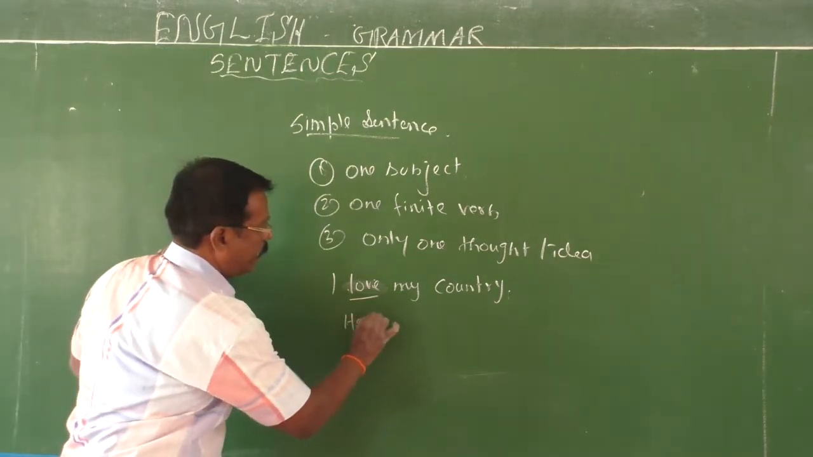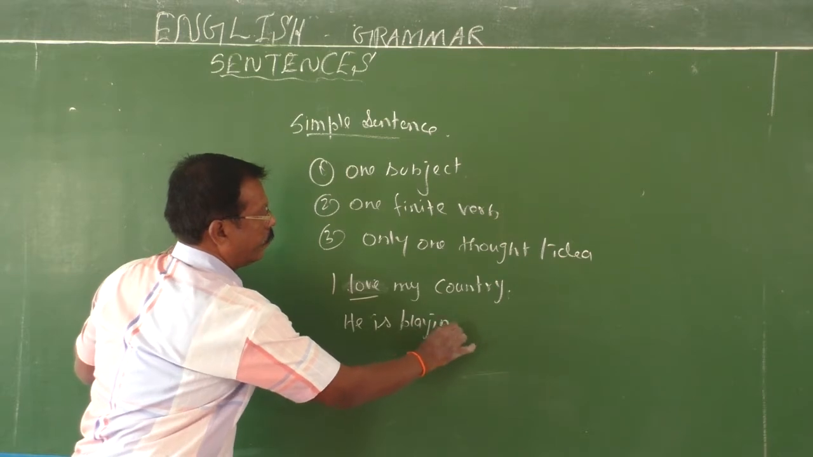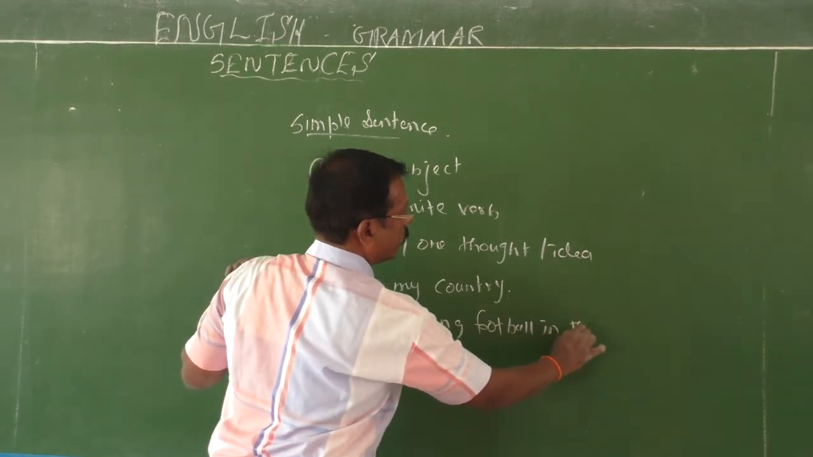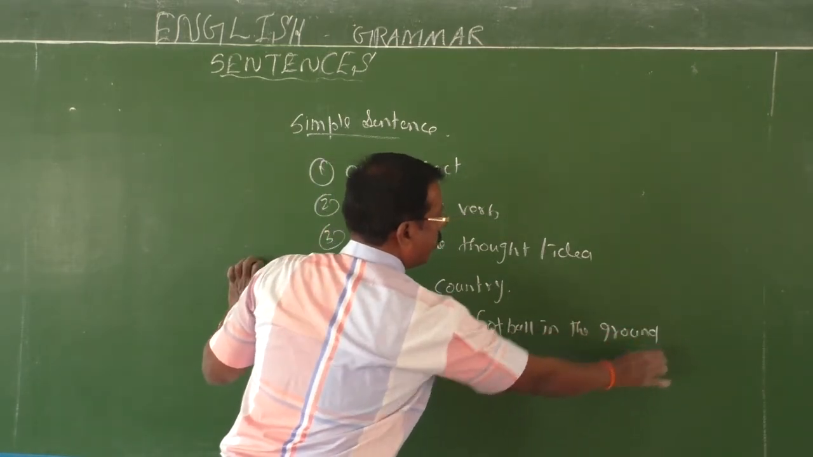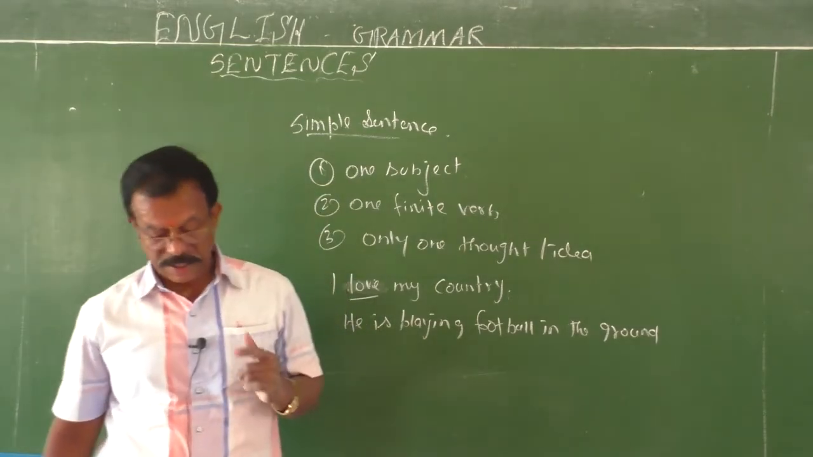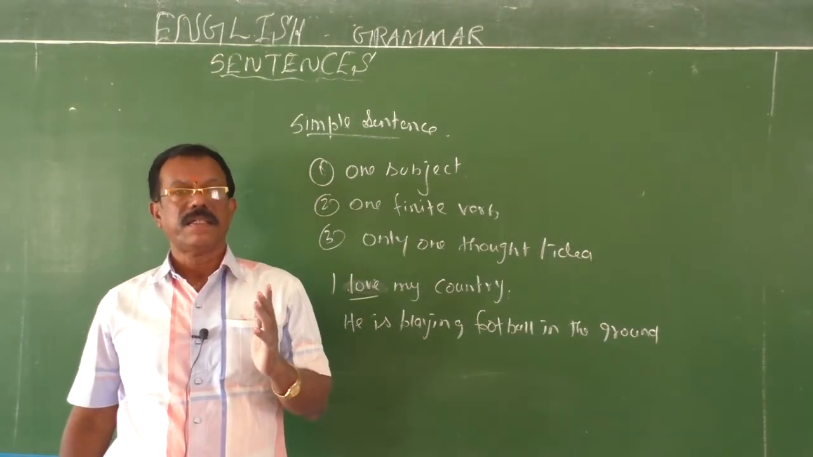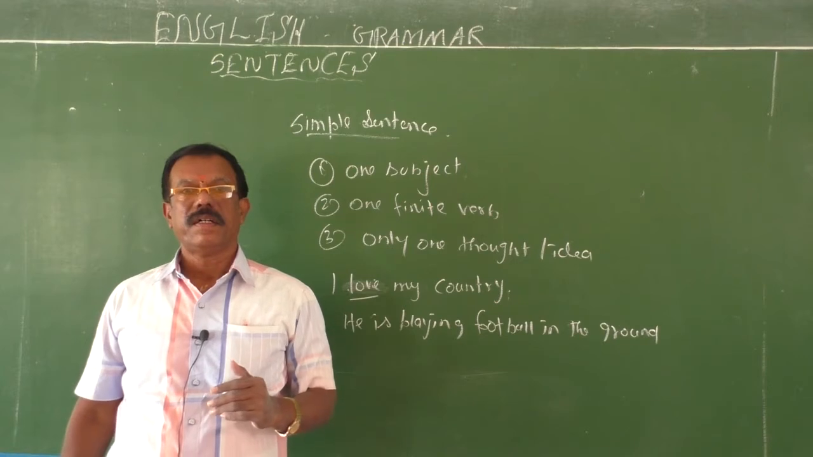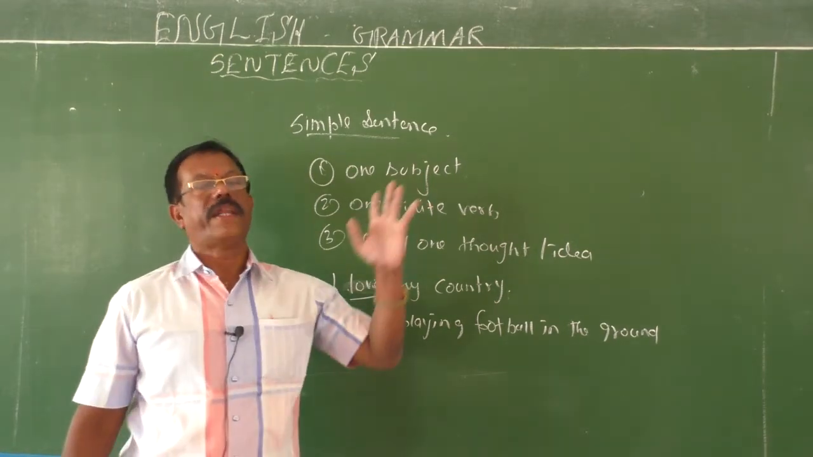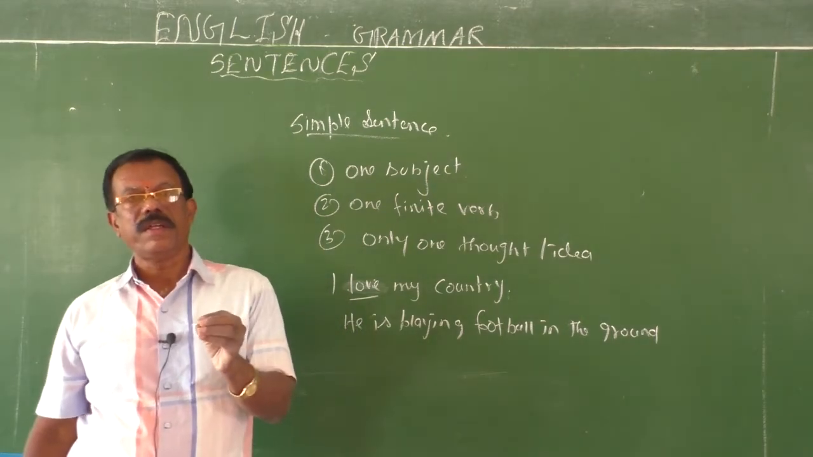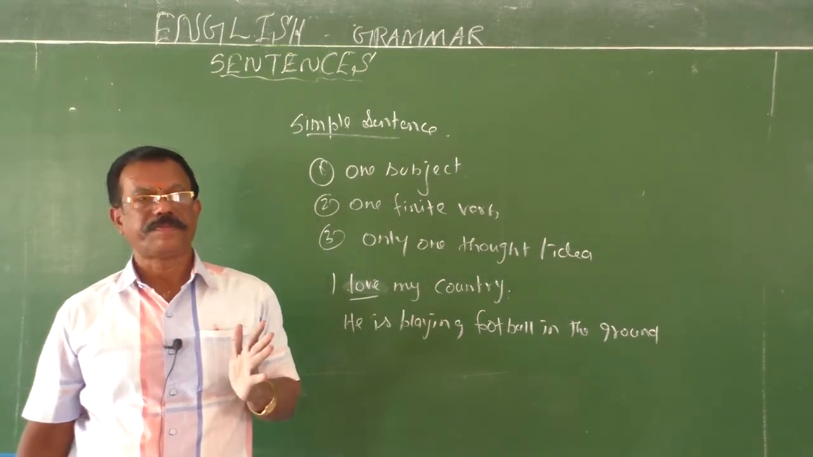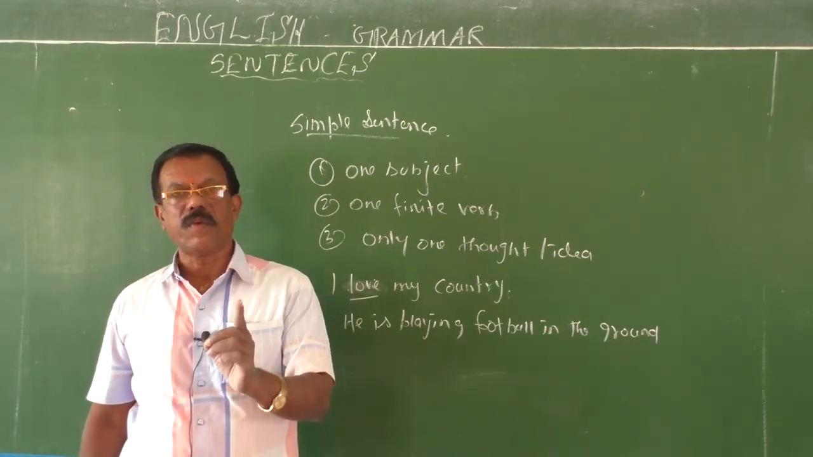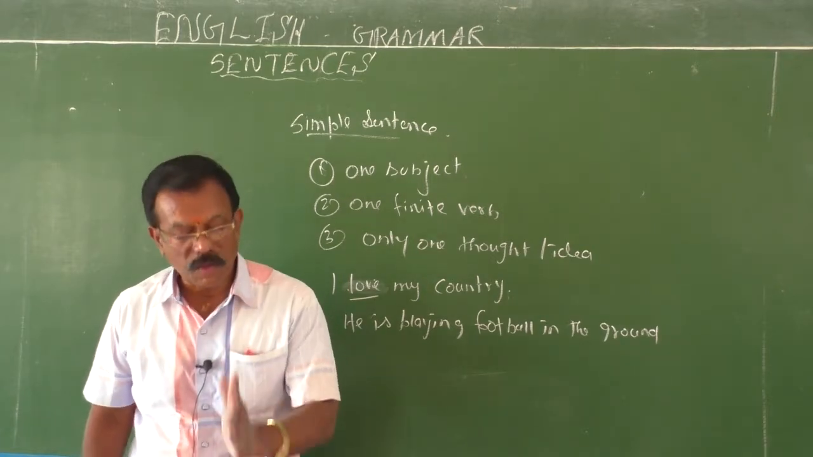See, he is playing football in the ground. You have to understand one thing, children, clearly. A simple sentence need not be very short. Sometimes a simple sentence may be very long. But the only criterion is that it should have only one finite verb. It should give only one main idea. That is the main criterion of a simple sentence.